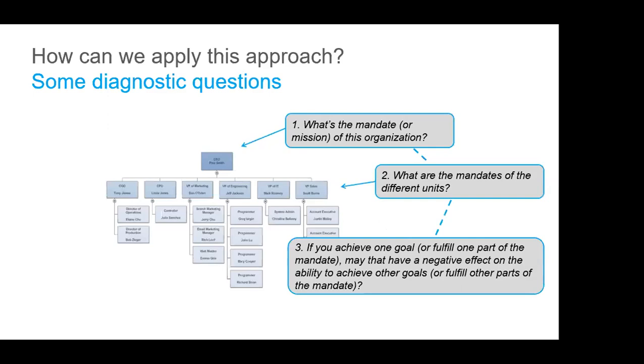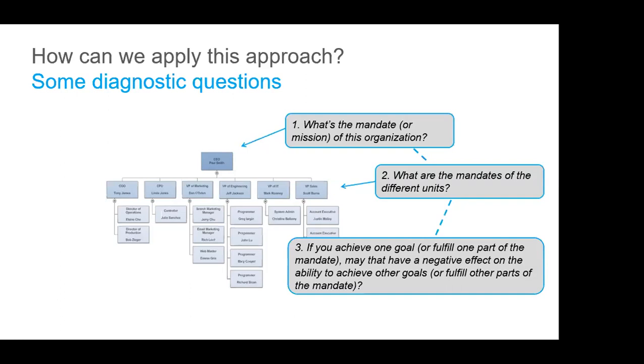Here are some diagnostic questions that I would propose. If we're dealing with a new organization or with our own organization, we should ask, what's the mandate or mission of this organization? What is it supposed to do? Then we can drill down and look at the main departments, units, or divisions, whatever you have, and ask what the mandates of each unit are. What are they supposed to achieve? What are they supposed to deliver?